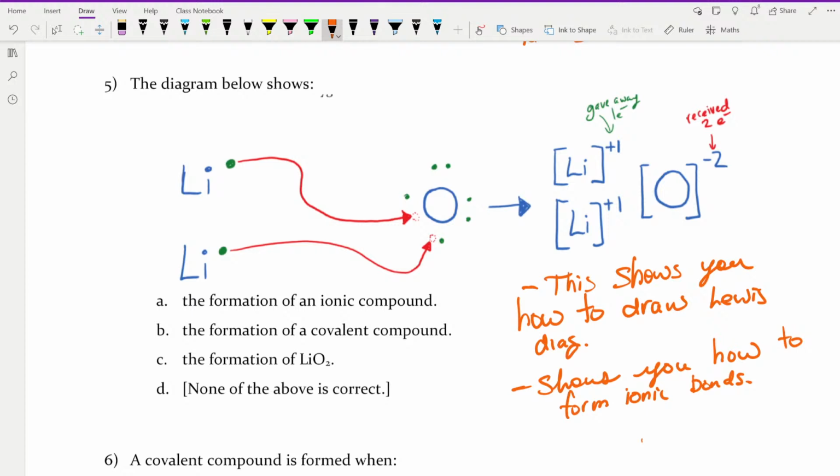So it shows the formation of an ionic compound, that's true. It shows the formation of a covalent compound, no. That's sharing of electrons, which is not what we see here. And the formation of LiO2, rather, no, this would be Li2O. None of the above is correct? Nope, the first one's correct. So A is the answer.